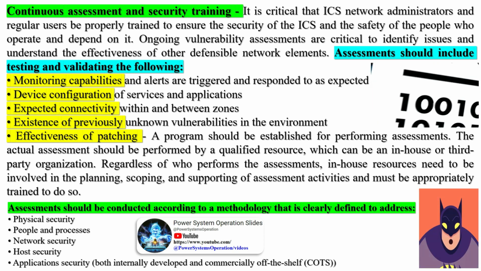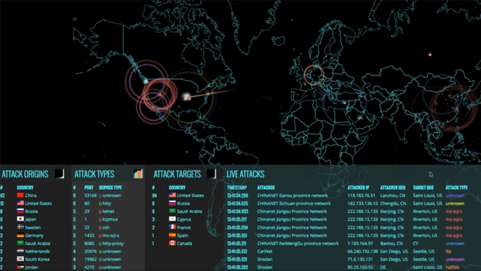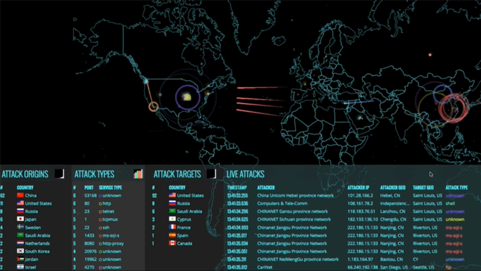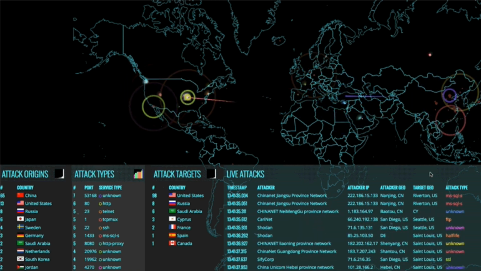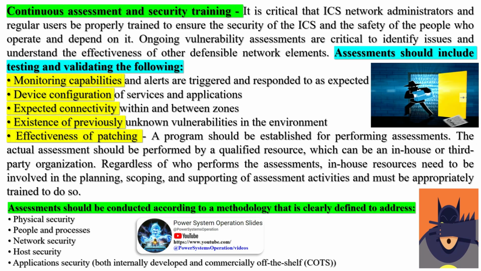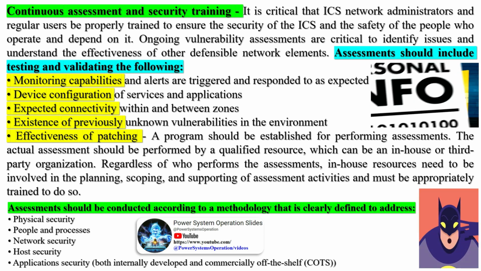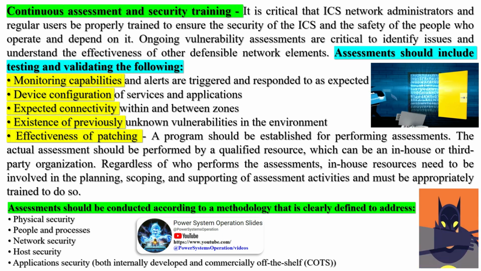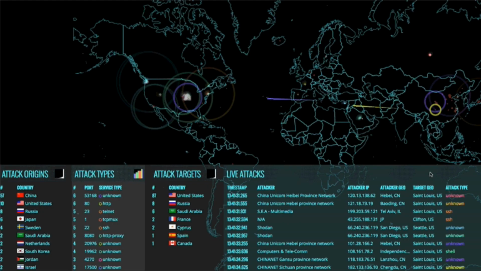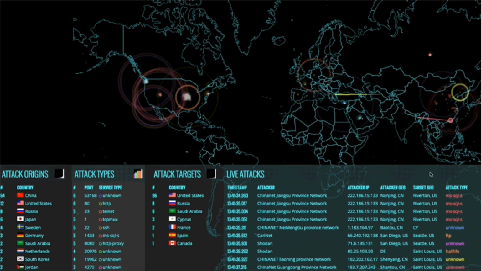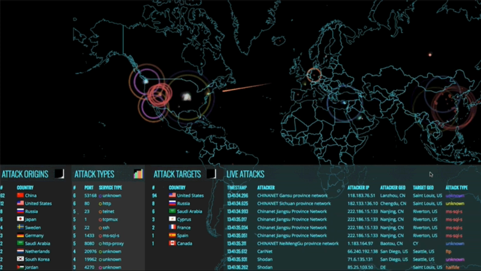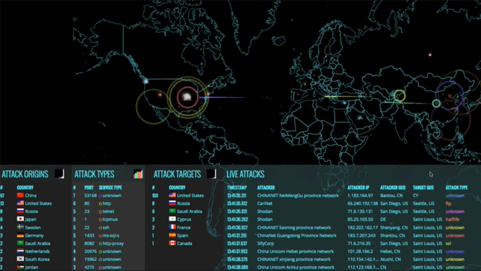Assessments should include testing and validating the following. Monitoring capabilities and alerts are triggered and responded to as expected. Device configuration of services and applications. Expected connectivity within and between zones. Existence of previously unknown vulnerabilities in the environment. Effectiveness of patching. A program should be established for performing assessments.